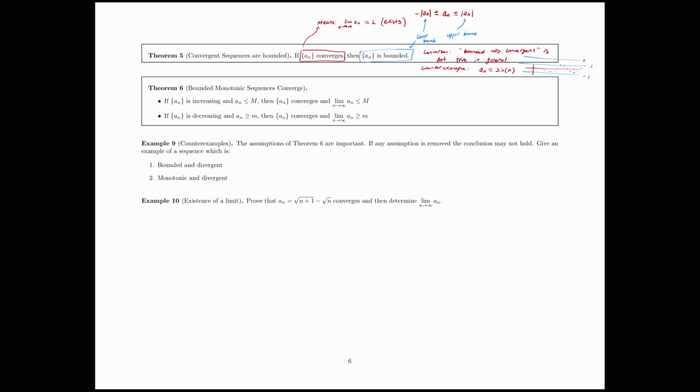Okay, Theorem 6. Bounded monotonic sequences converge. So from Calc 1, you should have been exposed to this term monotonic. It simply means that it is doing one thing. It's either increasing or it's decreasing. It's not increasing and decreasing, such as this example here of sine. It's increasing, then it's decreasing, then it's increasing, then it's decreasing.